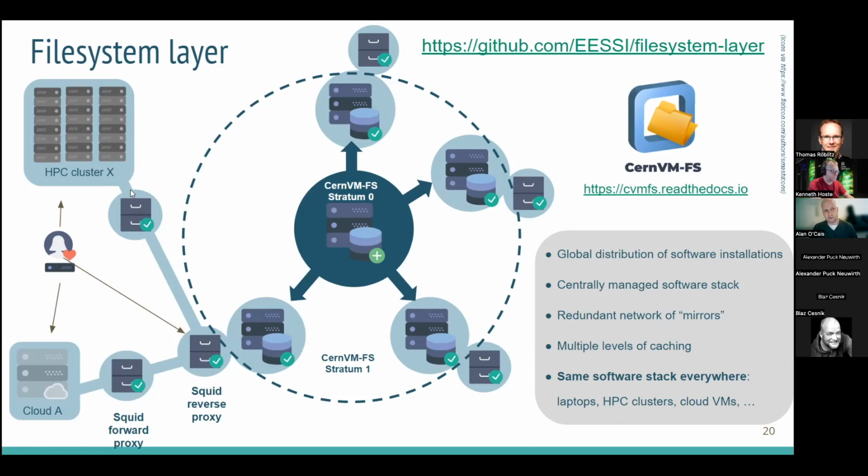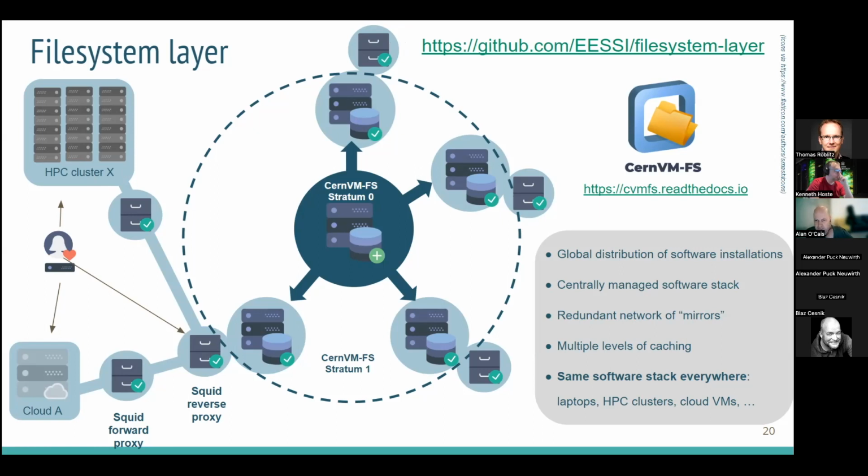And what stratum 1 you actually use is part of the EESSI configuration repository, or you can configure that yourself. So if you have a private stratum 1 server that you use, you can configure your cluster to automatically talk only to that private stratum 1 server, or still use other stratum 1s as a backup in case something happens with your private stratum 1. So this gives us multiple levels of caching. That's outside of the system, but inside the system, we have multiple levels of caching as well.